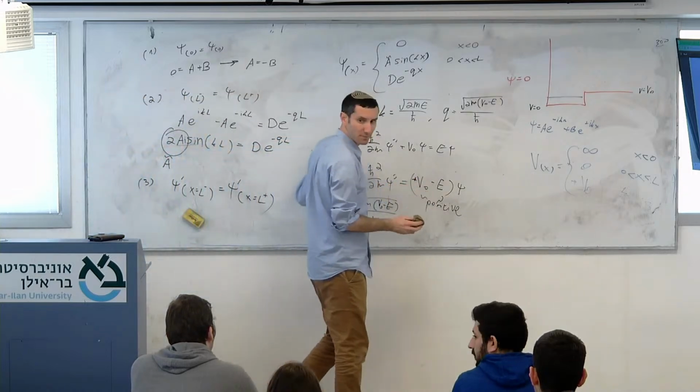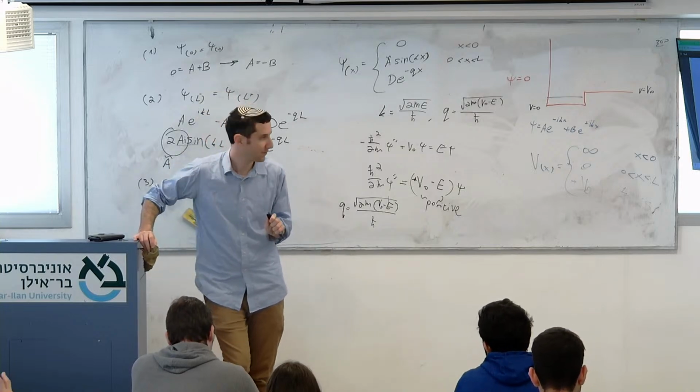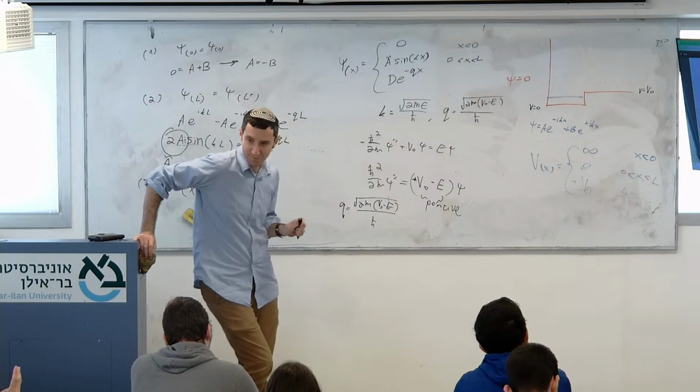The next one is when x is bigger than L. This is D e to the minus Qx when x is bigger than L.